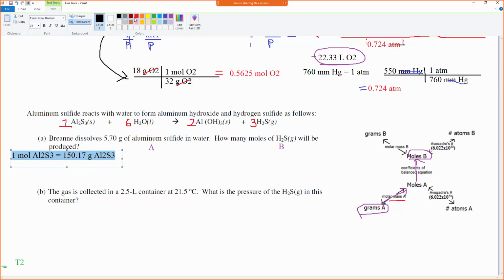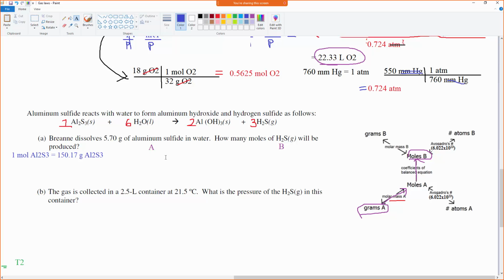Oh, it's a little bright. Okay, so we have the molar mass. Now what shall we do?